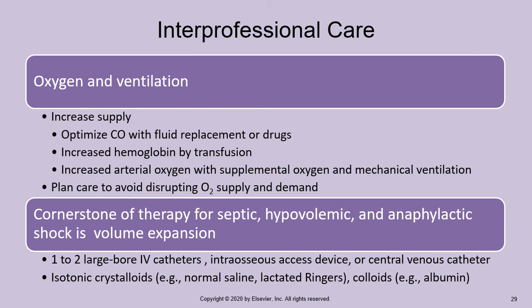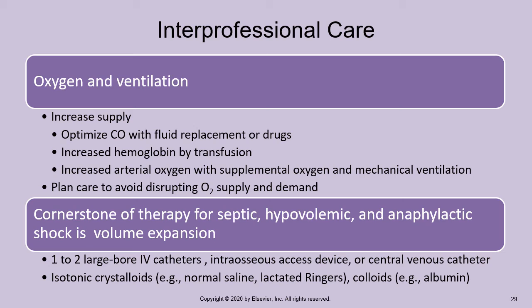O2 delivery depends on CO2, available hemoglobin, and arterial O2 saturation, or your SaO2. Methods to optimize O2 delivery are directed at increasing supply and decreasing demand. Supply is increased by, 1. Optimizing the CO2 with fluid replacement and or drug therapy. 2. Increasing the hemoglobin through transfusion of whole or packed red blood cells, RBCs. And or 3. Increasing the arterial O2 saturation with supplemental O2 and mechanical ventilation.